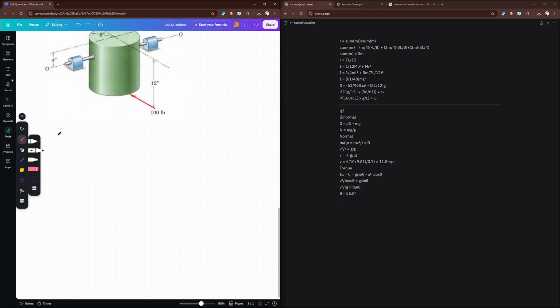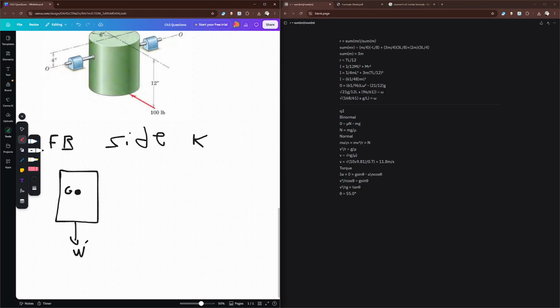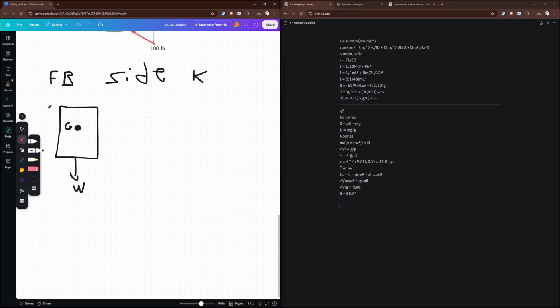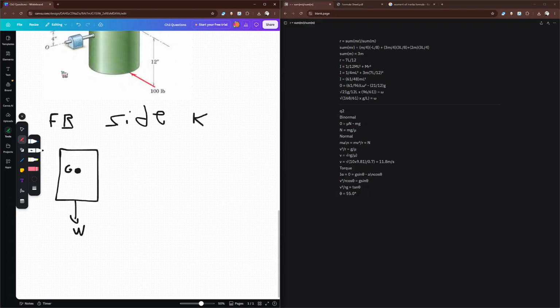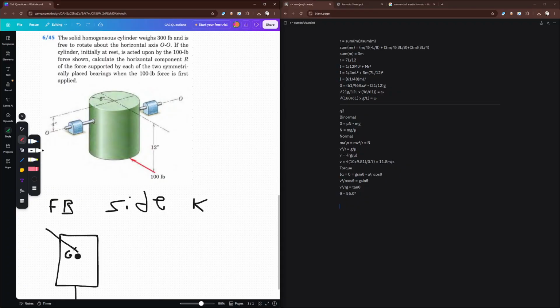So what does that mean? Let's take a free body diagram and a kinetic diagram, of course. This is a side view. So we have our bearing like this. We have our center of gravity here, which I will denote as G, and it is some distance away from the ground. We have a weight mg acting on the block. We have some R acting, which means we have components for R.